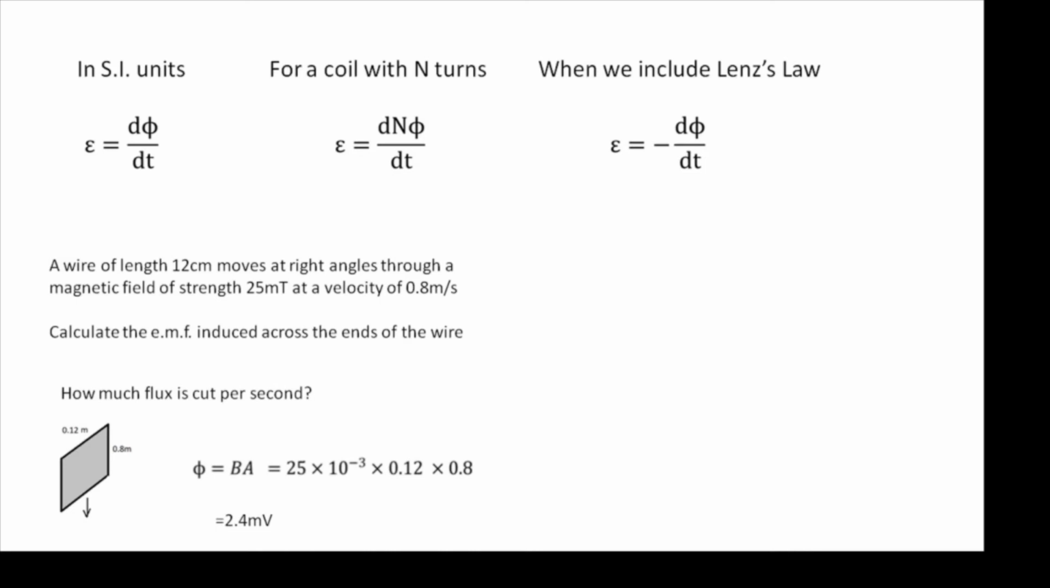that. And the way that we do it: how much flux is cut per second? So the flux cut per second, think about the area swept out by this wire, and then multiply that by B, and that will tell you dΦ/dt, the flux cut per second, and that will equal the induced EMF: 2.4 millivolts.